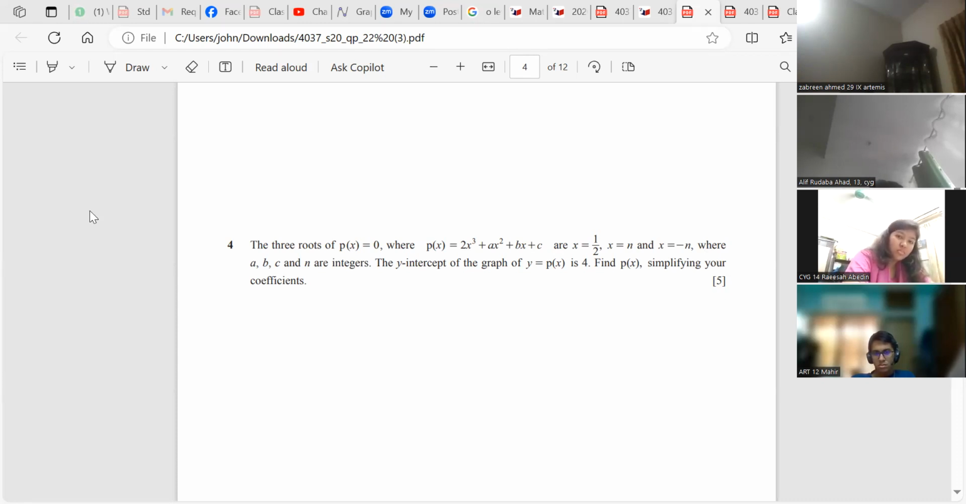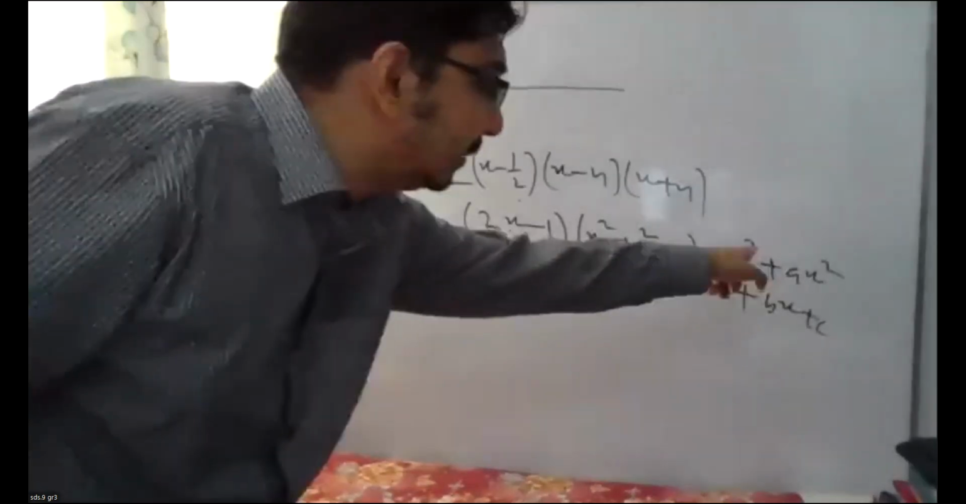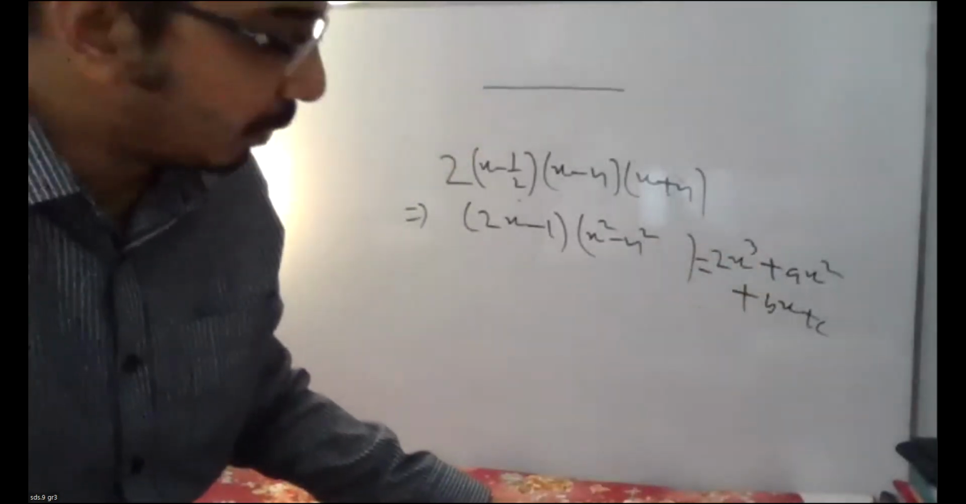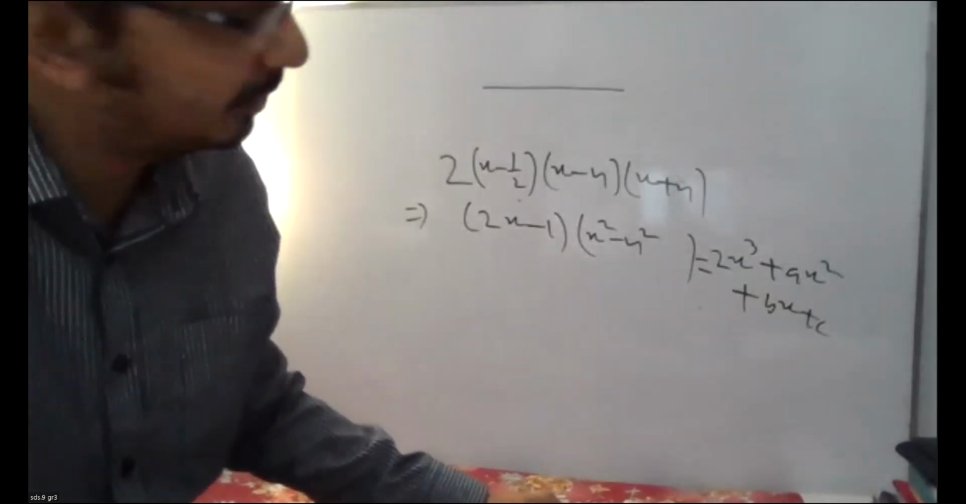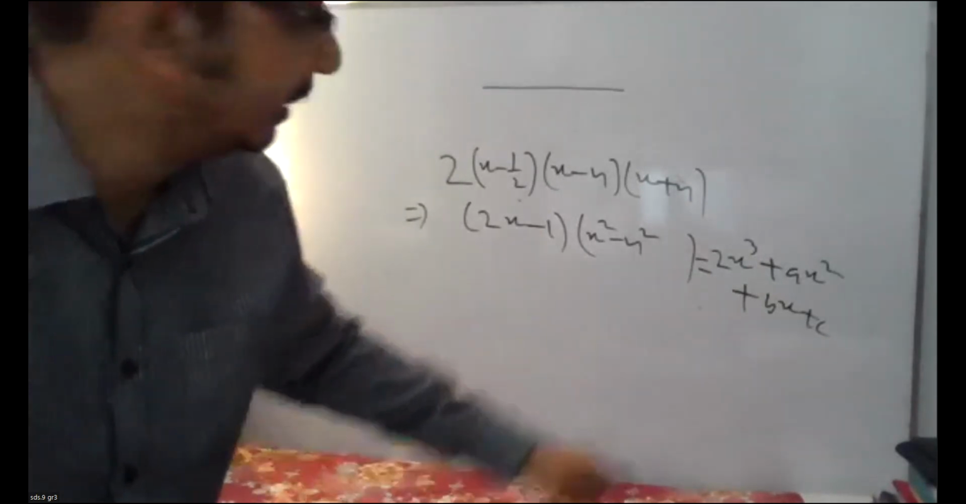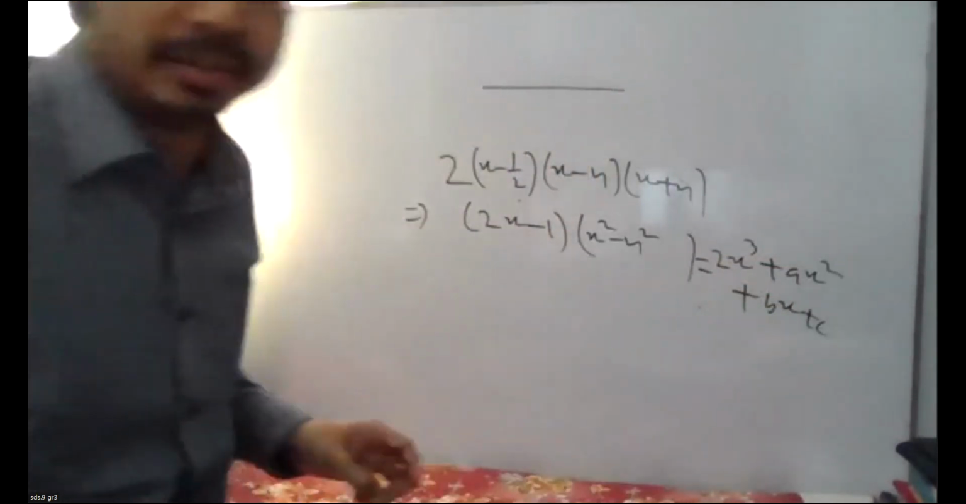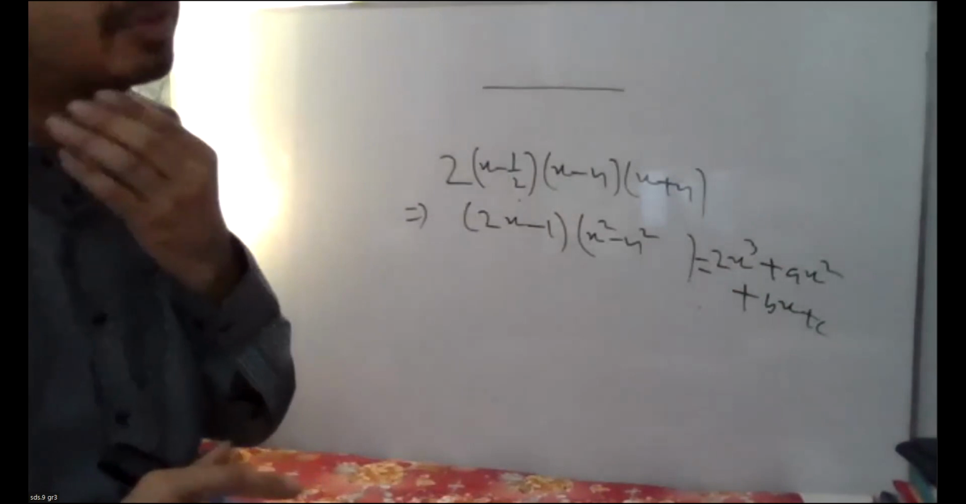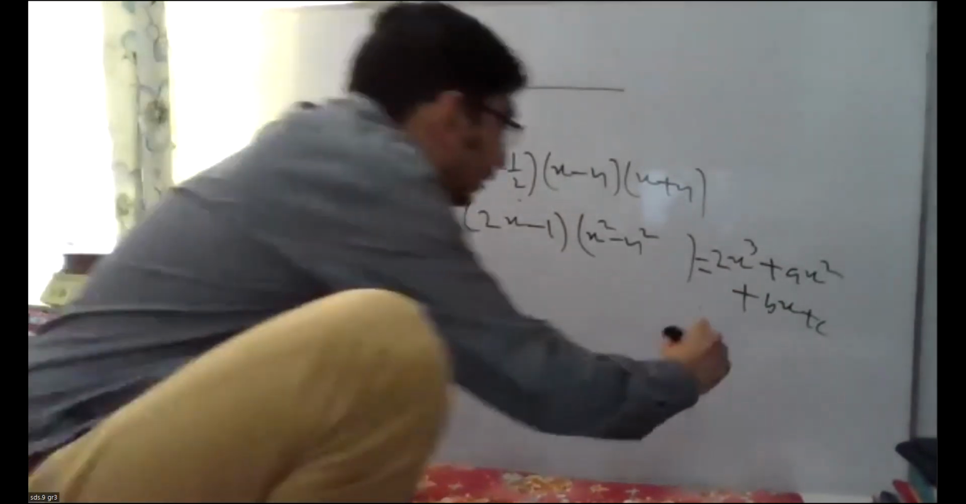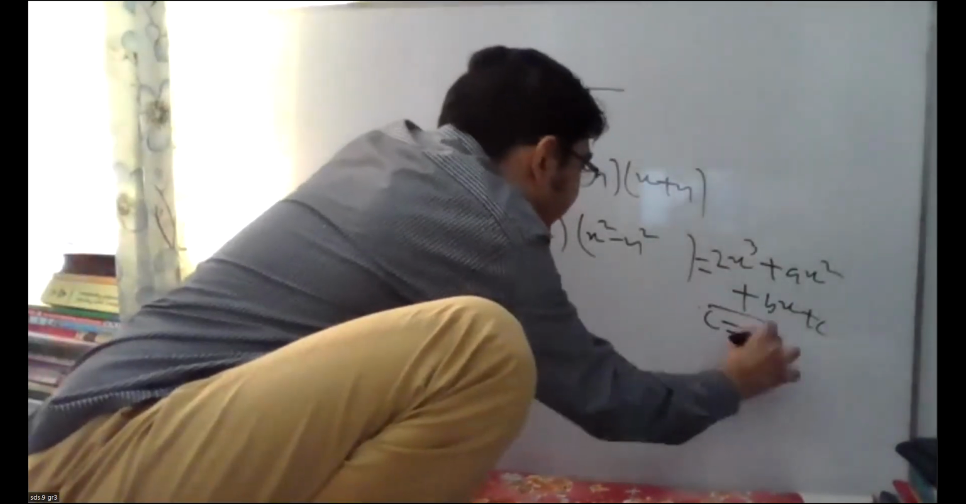And also they are saying that the y-intercept is 4. So y-intercept 4 is very easy. If I put x equal to 0 over here, that is the y-intercept. Here the y-intercept is basically the value of C, because if I put x equal to 0, all this vanishes, only C remains. So they are saying that the y-intercept of P is 4. That means C is equal to 4.